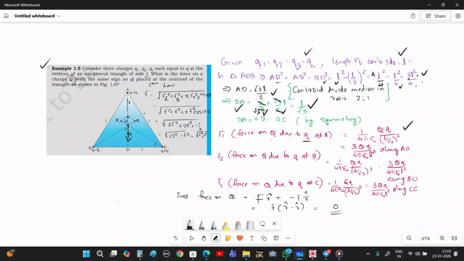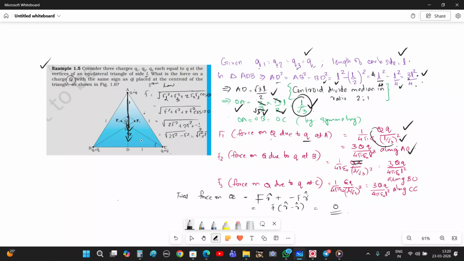So our charges are capital Q and small q. Q by R. What is the distance here? We found out in this step. L by root 3. L by root 3 square. When you take the square of this L by root 3, it will become L square by 3, and that 3 goes to the numerator, and you will get this equation 3Qq divided by 4 pi epsilon 0 L square. And what is the direction? From A to O, along AO.